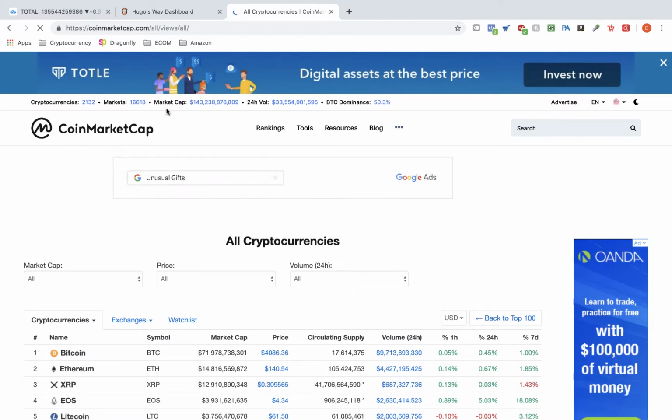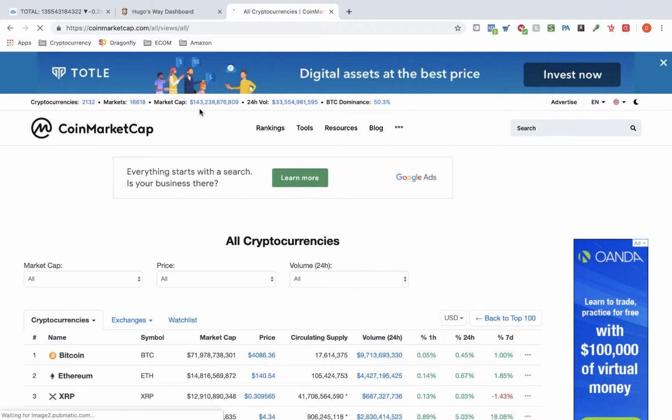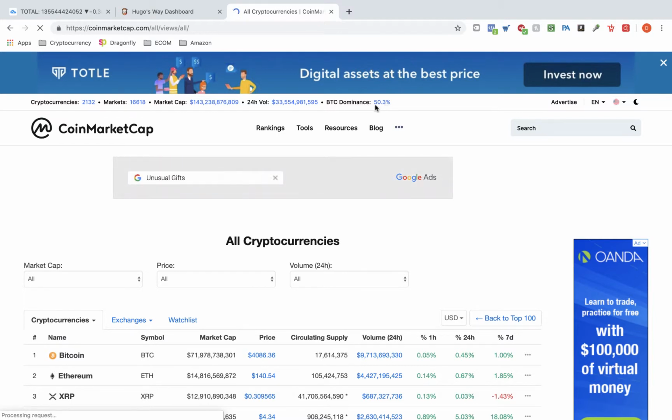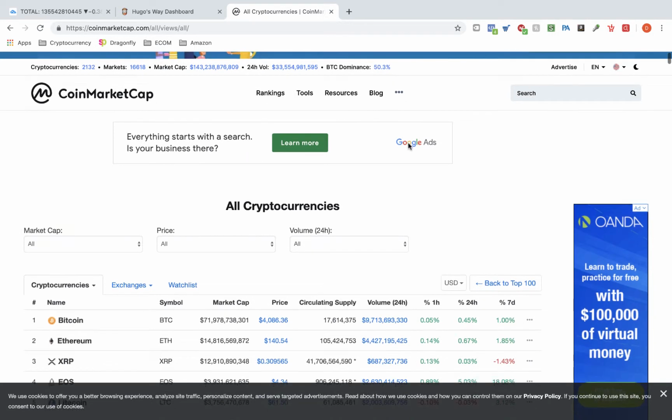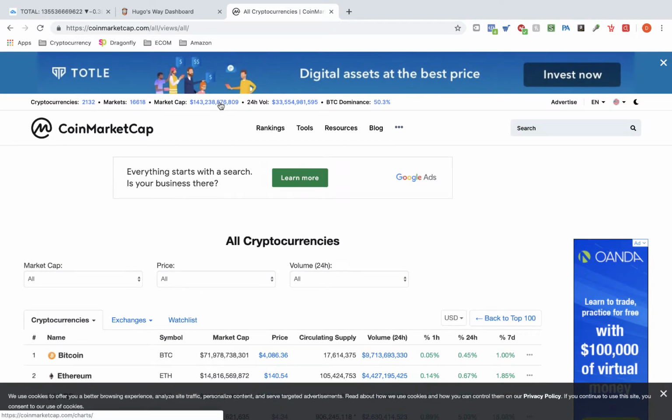The total market cap for all these cryptocurrencies in the market is 143 billion. Now, 50% of that is Bitcoin. When this number gets high, 55, 56, 57%, 60%, stuff like that, that goes to show you that Bitcoin has too much dominance over the market. Where Bitcoin goes, the rest of the market goes. Right now, it's even.